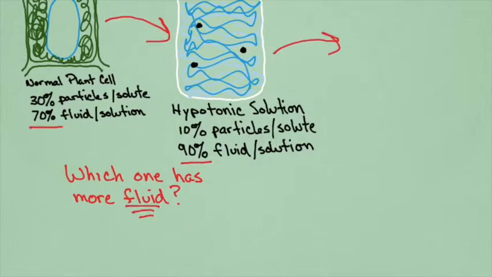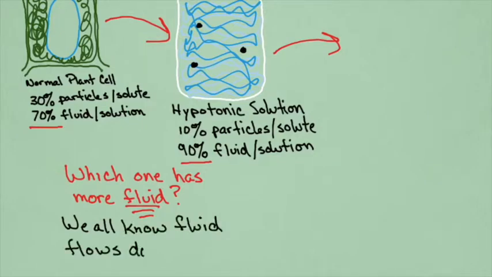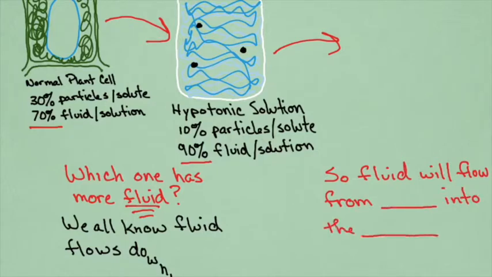Well, like I said, the first thing you ask yourself is which one has more fluid? Because we know that fluid will flow downhill, always downhill. So the beaker has 90% and the plant cell has 70%. All right, so what's going to happen if we put that plant cell into the beaker? Well, the fluid will flow in one direction, and that flowing is from what to what? What do you think? How will the fluid flow?